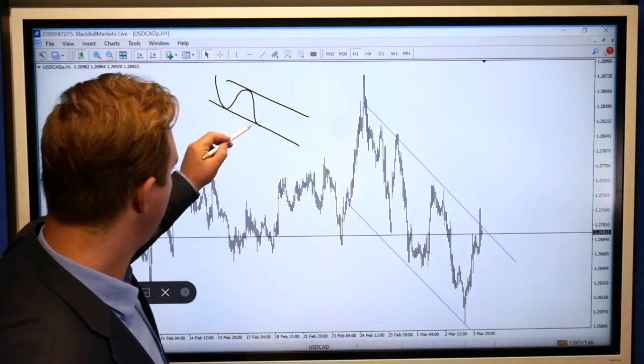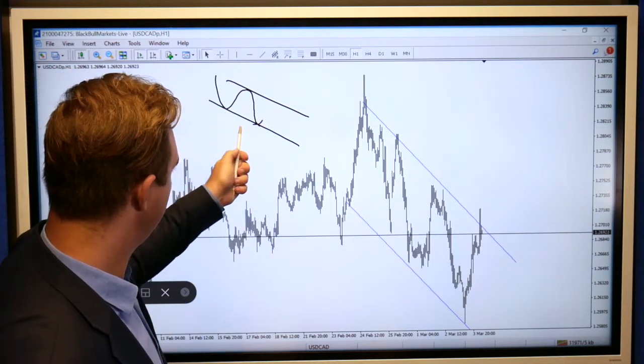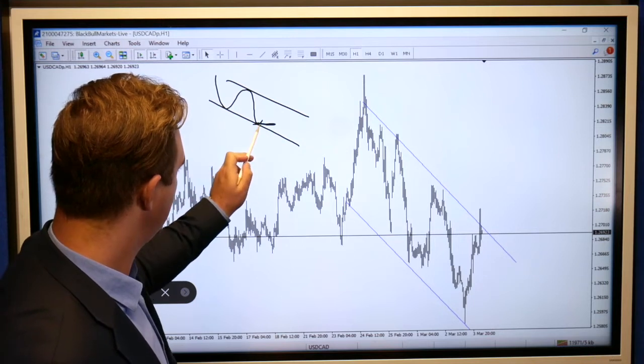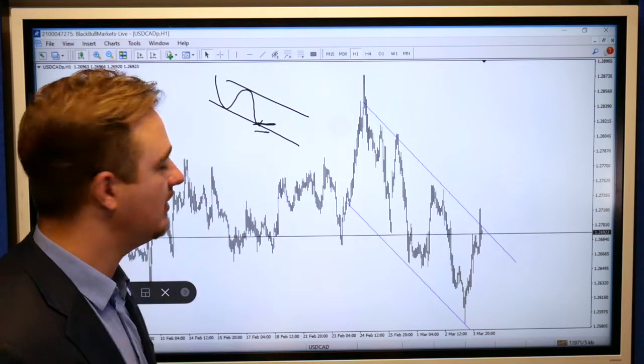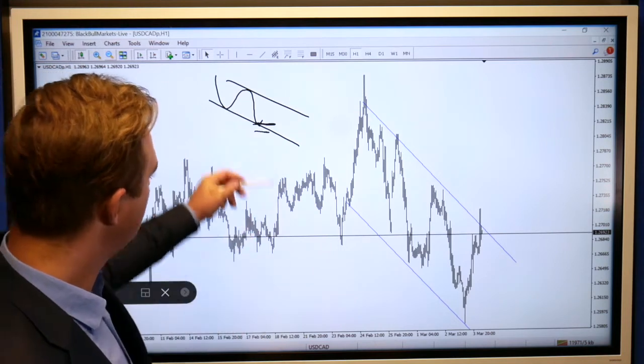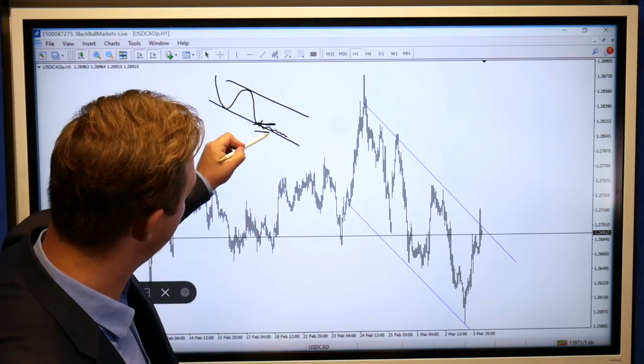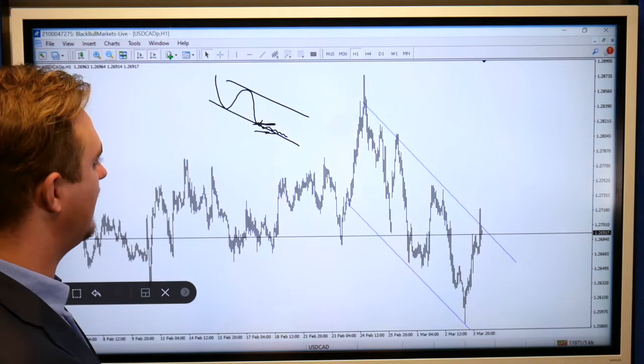Reasons being, if I take an entry right over here and I place my stop loss below that low of the channel, the market could still follow on this channel and eventually come to stop me out. That's what I don't like about channels.